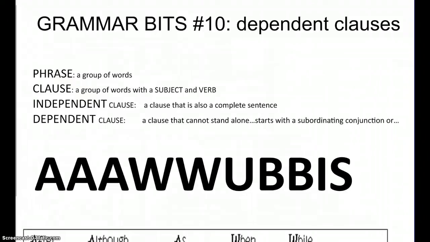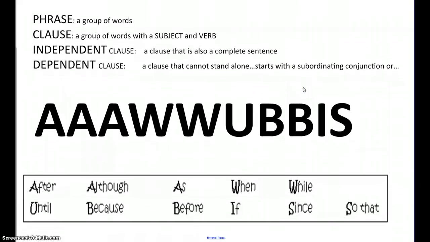So we're moving on now and talking about clauses and phrases, and this will be Grammar Bits number 10. We started by reviewing what a phrase is and what a clause is, which we did at the beginning of the year, a few weeks ago. The difference is that a phrase is just a group of words, whereas a clause is also a group of words, but it has a subject and a verb.